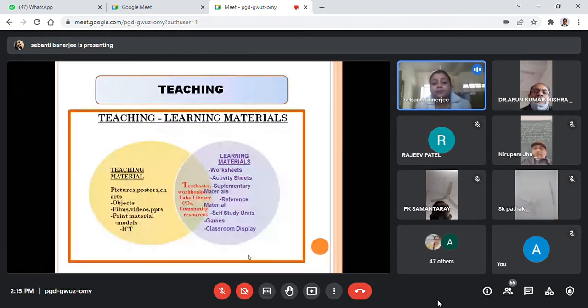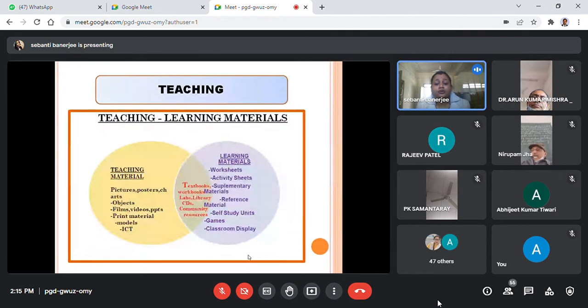The different types of TLMs which are used by the students are worksheets, activity sheets, supplementary materials, reference materials, self-study units, games, classroom display. And there are also some common types of teaching aids which are used by both the teachers as well as the students. For example, the textbooks, workbooks, labs, library, CDs, community resources.